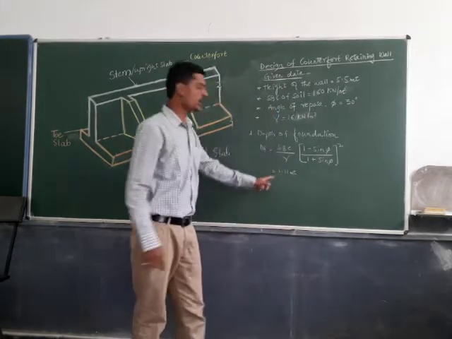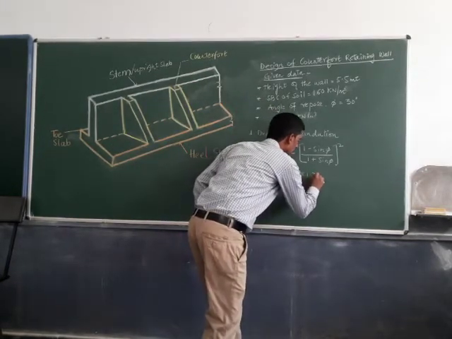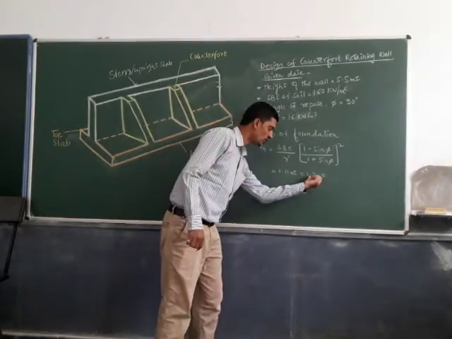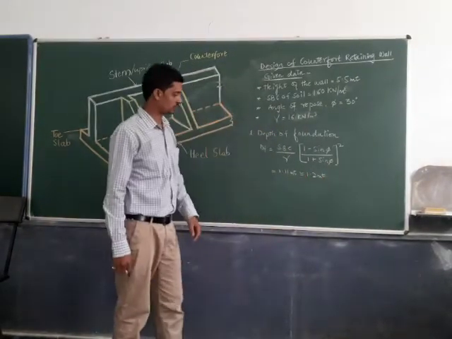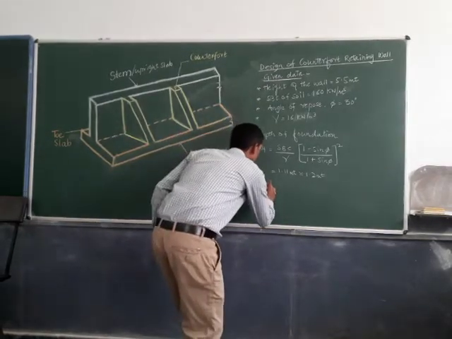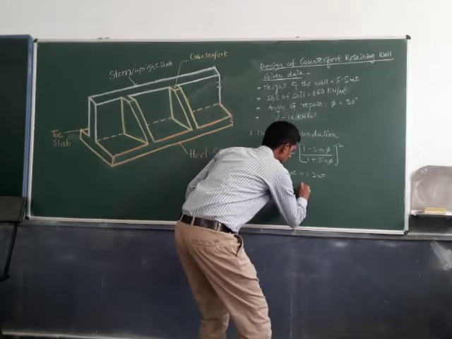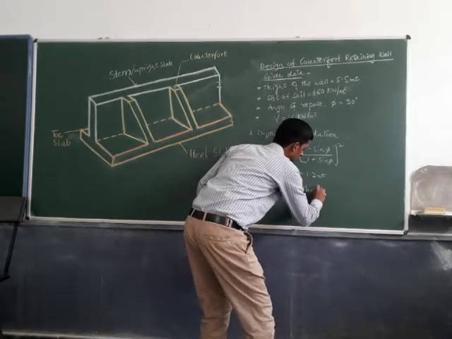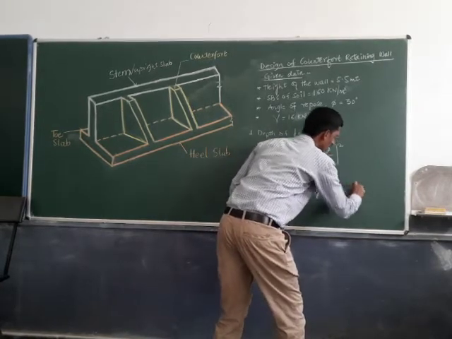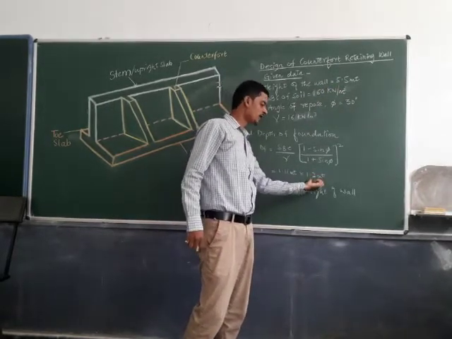So I have rounded it up to 1.2 meter. So we got the depth of foundation as 1.2 meter. Therefore, the overall height of the wall: this height is above the ground level, plus you have to add the depth of foundation.